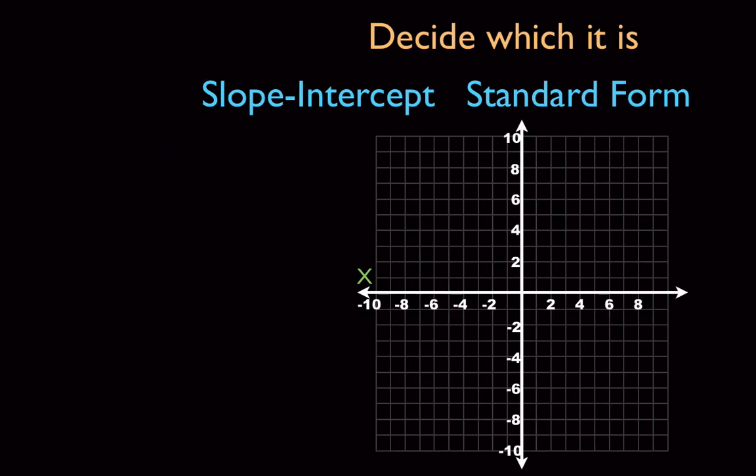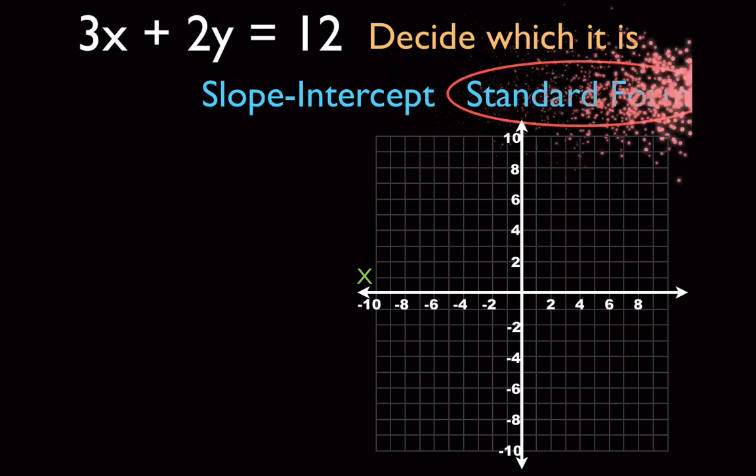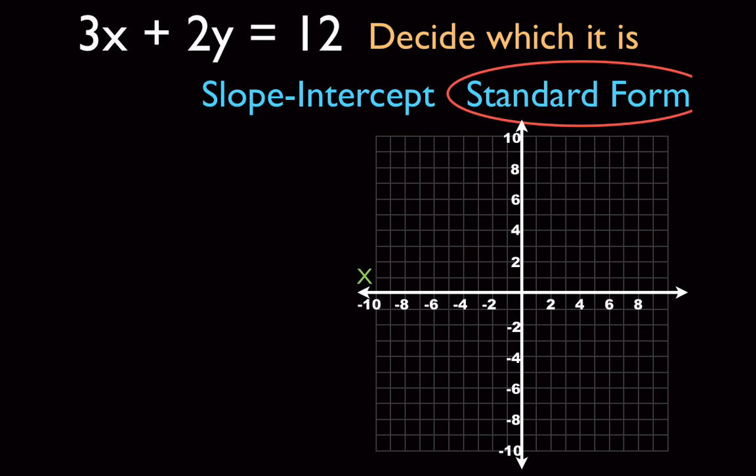All right, another example. You may have to flip to the back here. 3x plus 2y equals 12. Decide if it's slope-intercept or not. Okay, it is actually standard form because x and y are on the same side of the equal sign. So now we're going to start off with our y-intercept. So pause it, see if you can remember how to do this.